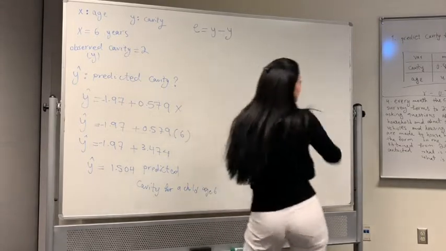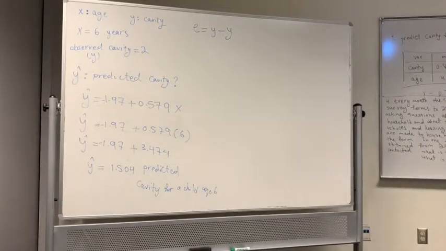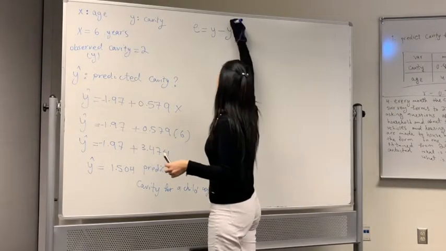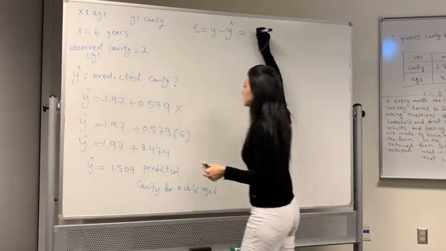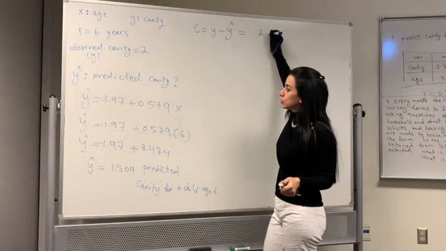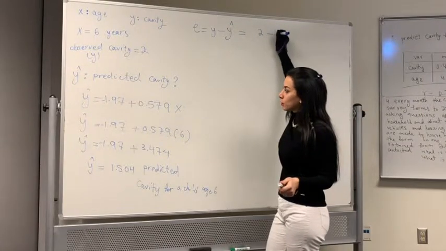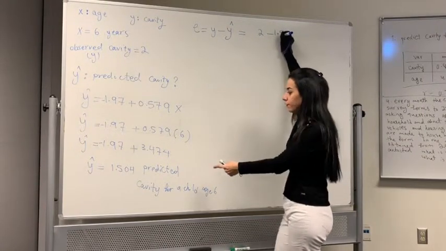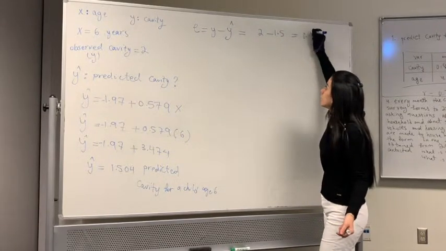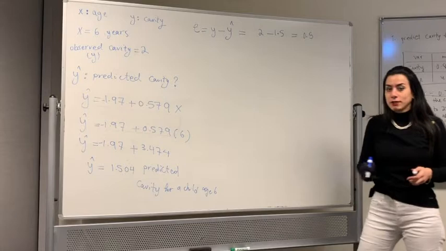So what I wrote down there? Observed y minus predicted y. Correct? Yeah. Observed y minus predicted y equal to. So what is observed y? 2 minus 1.5 here, and we have 0.5 as a residual. Correct?